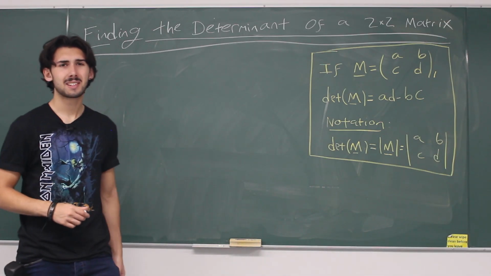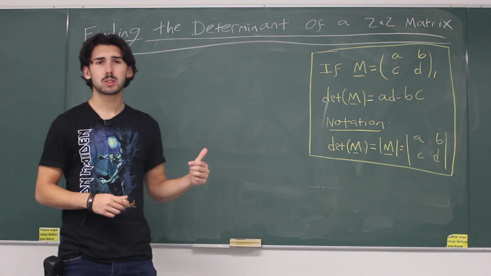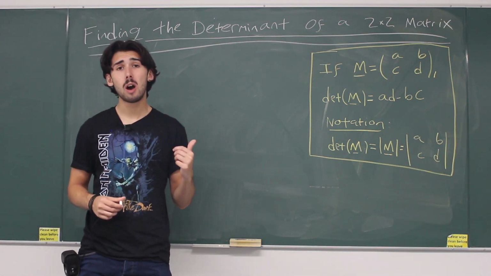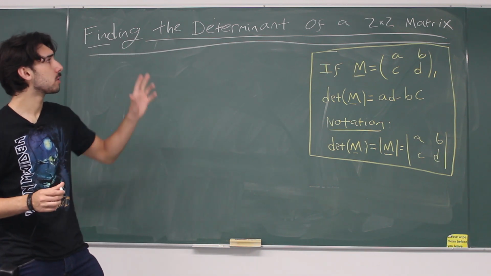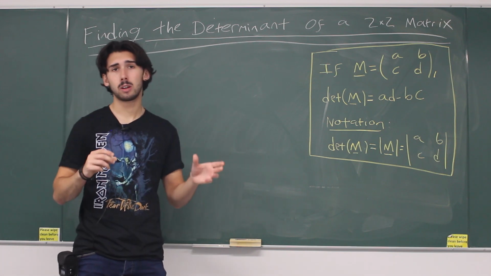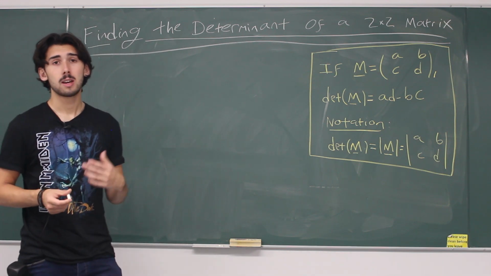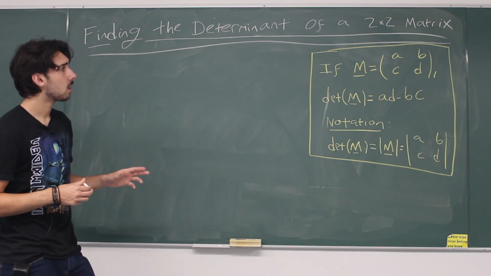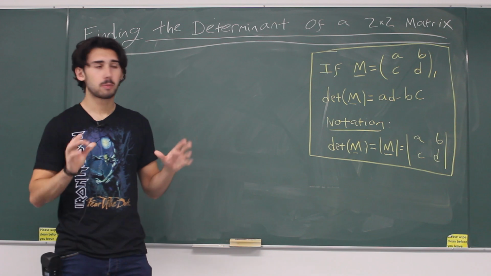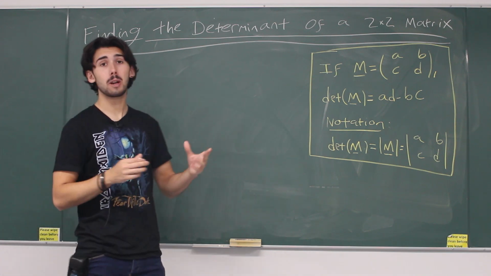We're once again looking at matrices today, and for the very first time we're looking at something called the determinant of a matrix. We're only going to be working out what the determinant of a 2 by 2 matrix is today. We'll look at 3 by 3s and so on in future videos, but for now we're just looking at 2 by 2s.